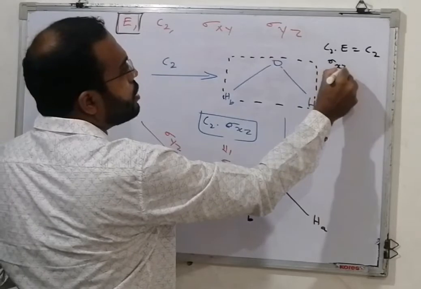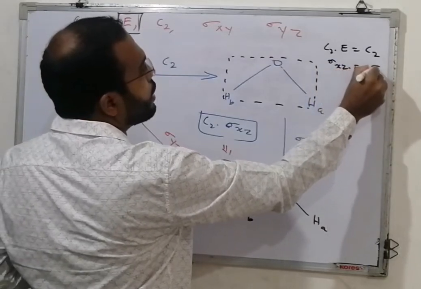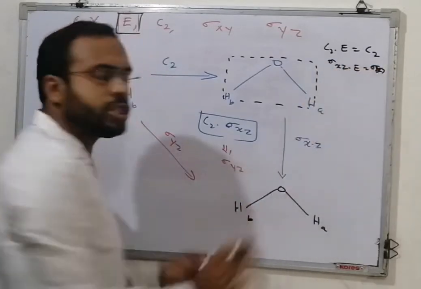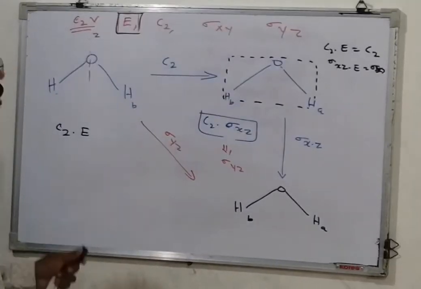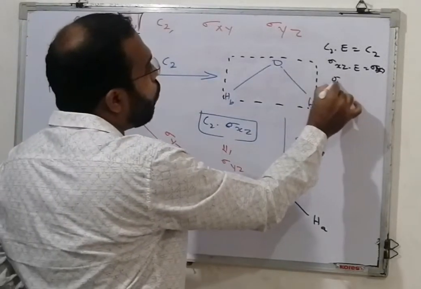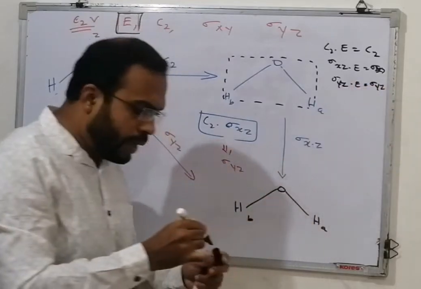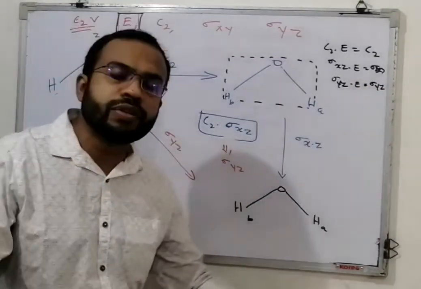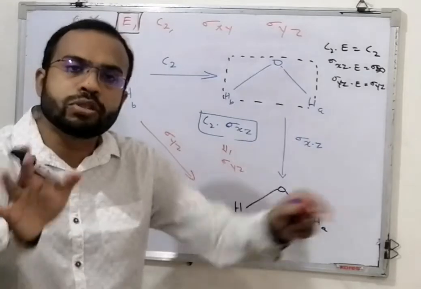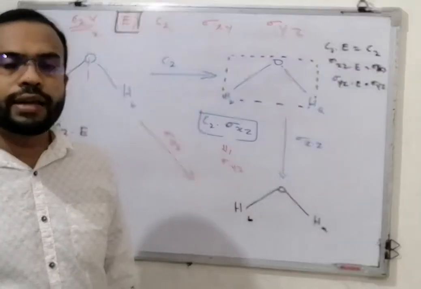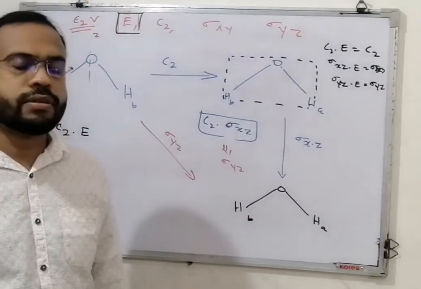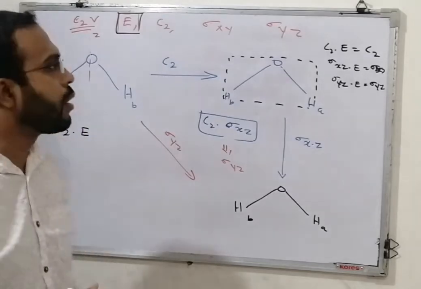Sigma XZ into E is equal to sigma XZ, because E is doing nothing. Sigma YZ into E is equal to sigma YZ. Therefore, when a symmetry element is multiplied with E, you will get the same symmetry element. Agree? Yes, because E is doing nothing.